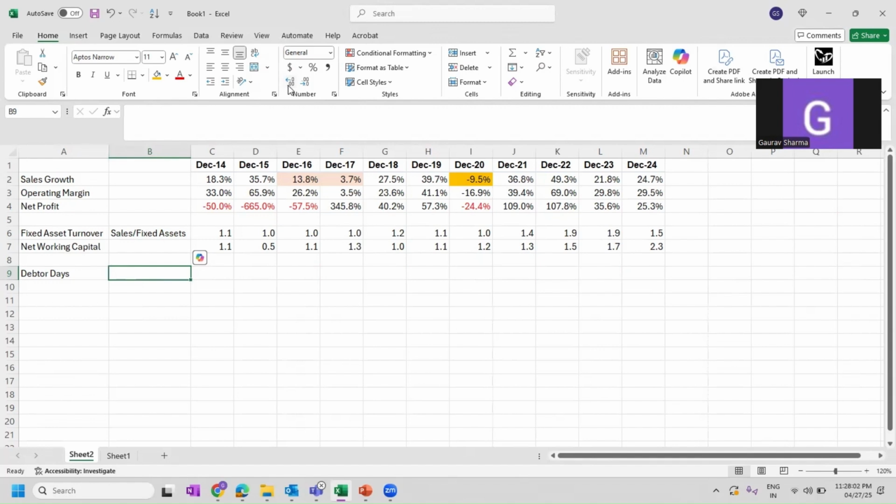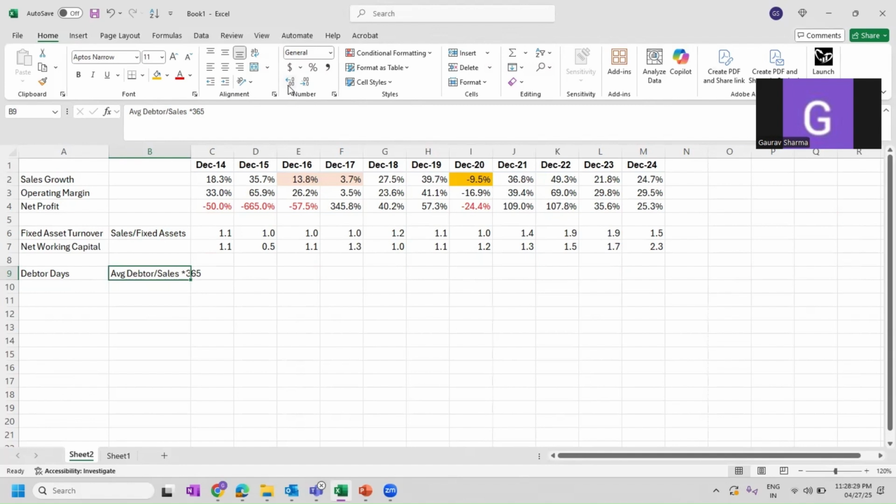Many people get confused. The formula is average debtor divided by sales into 365. All right. Now, the area where people get confused is how all of a sudden we have 365. In some cases, it is 30 days also. So it's hard to remember. It's hard to understand this.